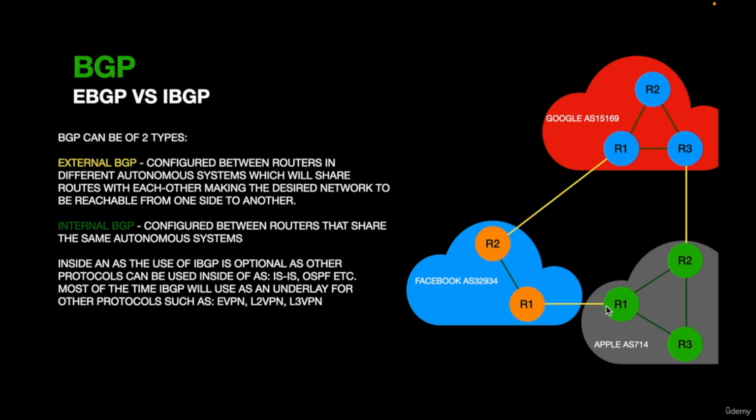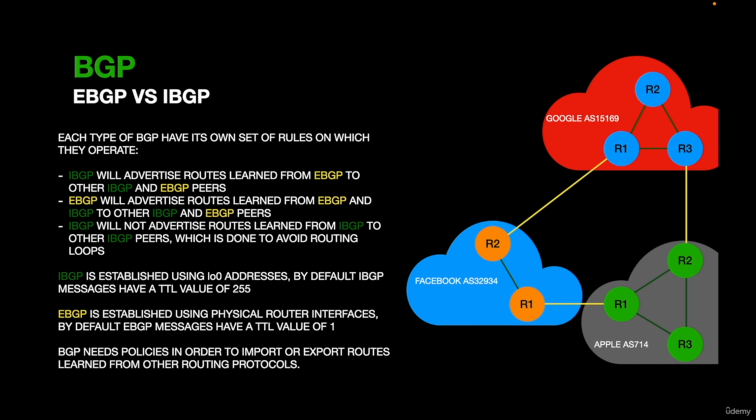We can also have the internal BGP, which can be configured within an autonomous system, or static routing. So each type of BGP has its own set of rules on which it operates. For example, iBGP will advertise routes learned from eBGP to other iBGP and eBGP peers. External BGP will advertise routes learned from external BGP and internal BGP to other internal BGP and external BGP peers.